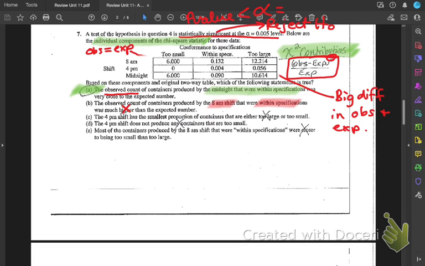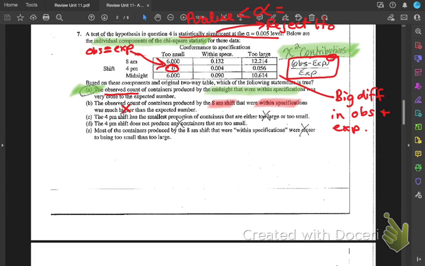And then D, the 4 p.m. shift does not produce any containers that are too small. That is completely incorrect. What that 0 means is that the observed equaled the expected. They might be producing 4,000 containers that day, I don't know, but they are producing exactly what is expected in that category.